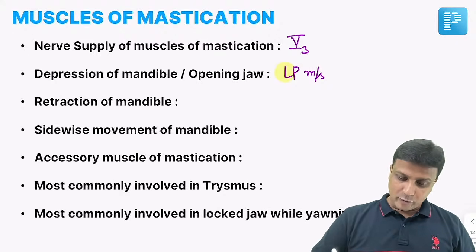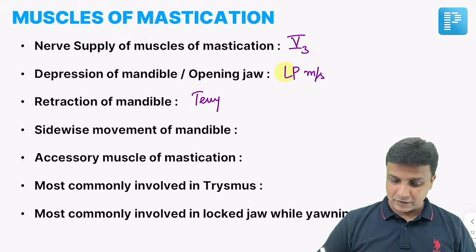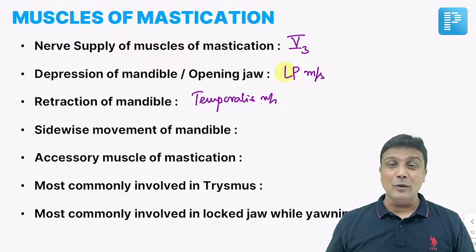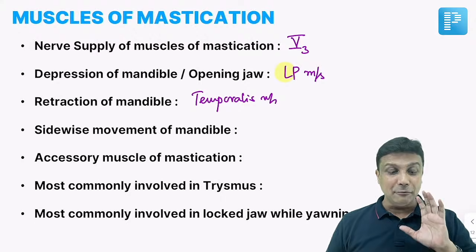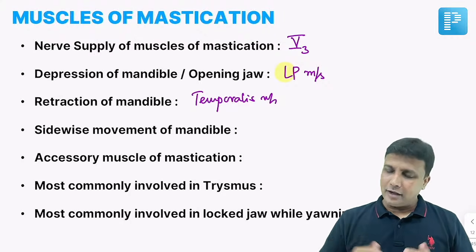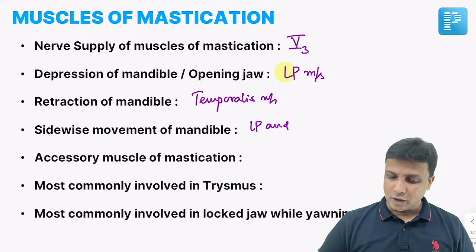Now, what about the retraction, sir? Just now I told you, retraction is done by the temporalis muscle. It means the remaining three of them will be helping in what here? They'll be helping in protraction, guys. Now the sidewise movement of the mandible, of course, is done by the alternate movements of the pterygoid muscles, sir, the lateral pterygoid and the medial pterygoid. Alternate movements of those will help in sidewise movement.